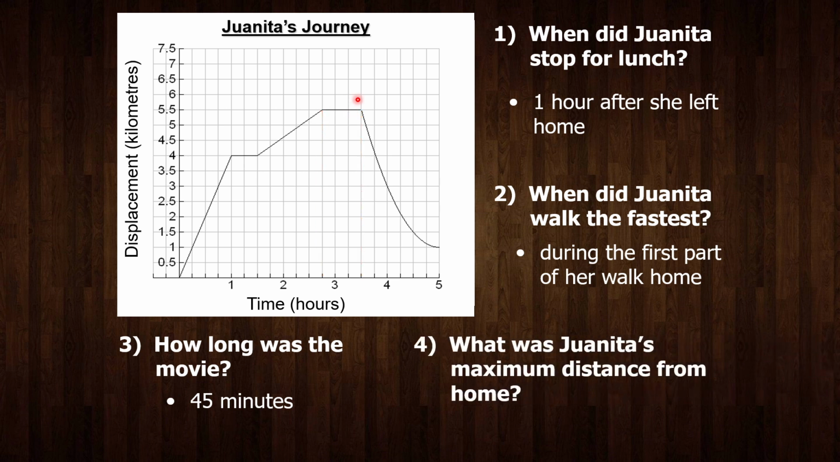Next question, when was Juanita's maximum distance? Sorry, what was Juanita's maximum distance from home? Well, her maximum distance from home would be shown as the greatest displacement on our graph, and we see that that is right up here, and that's a displacement of 5.5 kilometers. So that is her maximum distance from home, 5.5 kilometers.